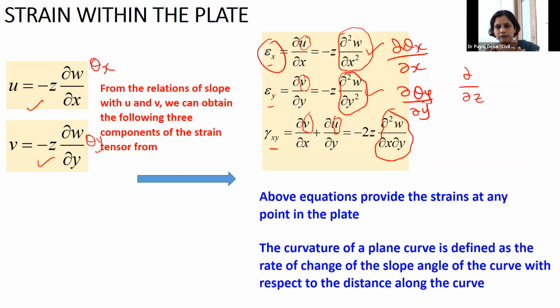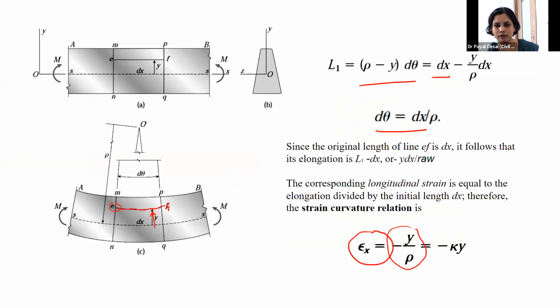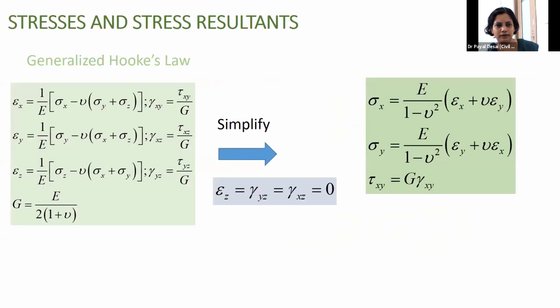And this is the first thing in any theoretical development: we need to write the strain quantities, and then we can take those equations further to determine the remaining quantities. Okay, now moving forward, Hooke's law can be simplified very easily.